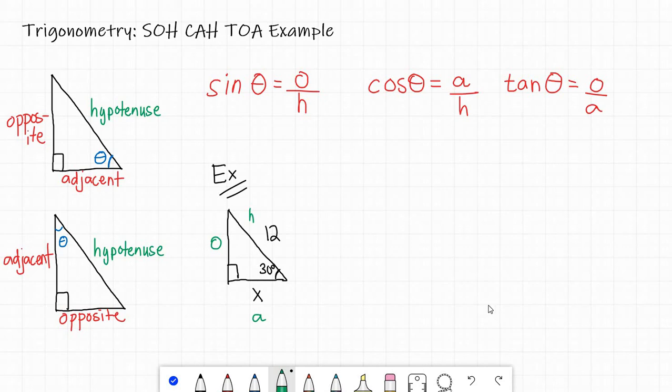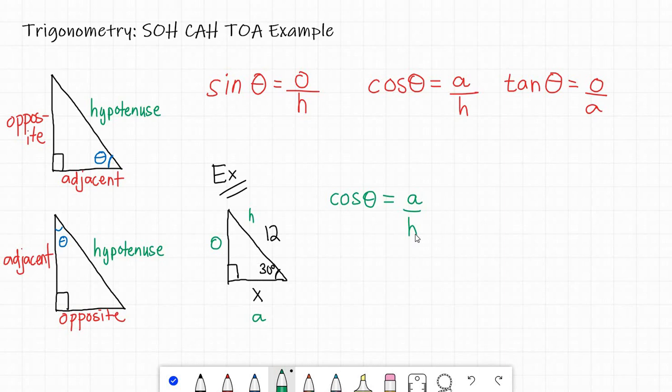So now that we've labeled those three things, we're going to take a look at what we're being asked to find and what we're given. So we're being asked to find the adjacent, and we're given the hypotenuse. Since our question is concerning adjacent and hypotenuse, we're going to go ahead and use the cos formula. So I'm just going to jot down cos theta is equal to adjacent over hypotenuse.